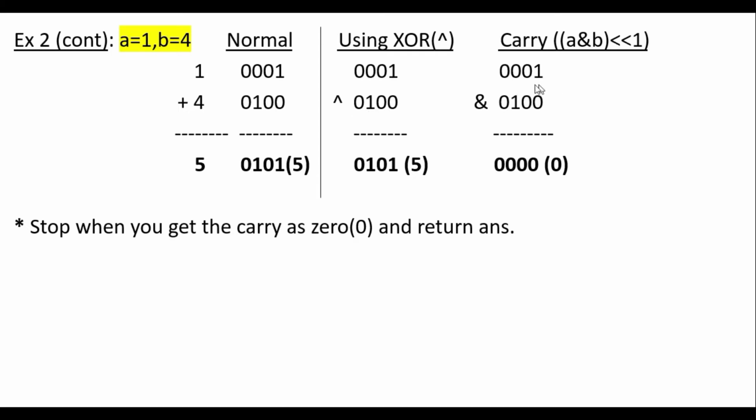So 0001 and 0100. When you do the AND operation, all the values are 0, so there is no carry. So now we have got the carry as 0. Stop when you get the carry as 0 and return the answer. So the final answer is 5.